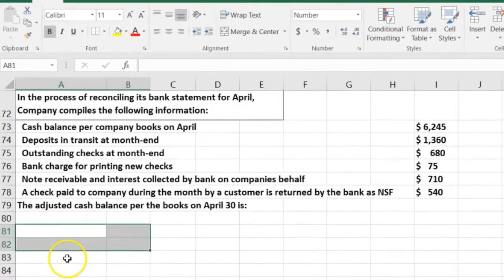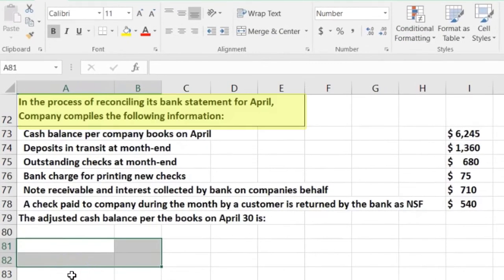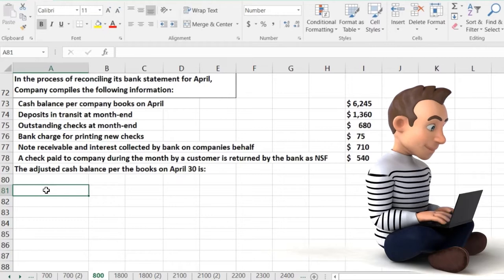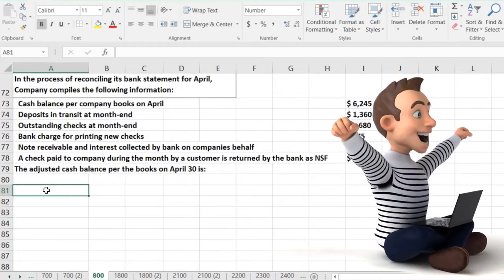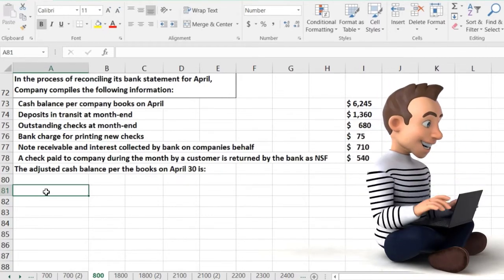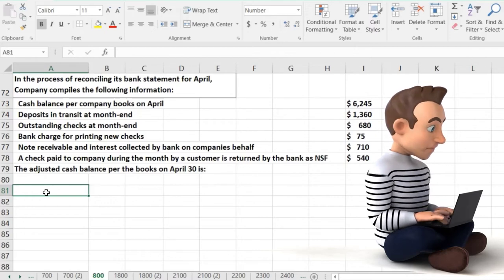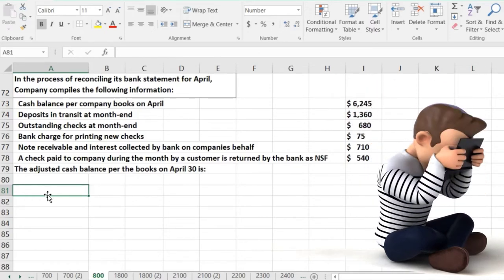45.73 is what we got. Next one says that in the process of reconciling its bank statement for April, the company compiles the following information. I'm going to skip to the bottom, look at what we want to do, and then go through that information. It says the adjusted cash balance per the books at April 30th is, and I'm assuming that's what we want.